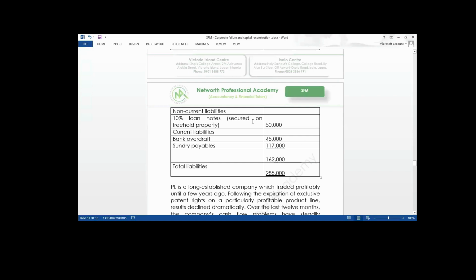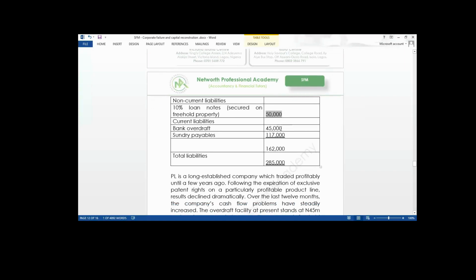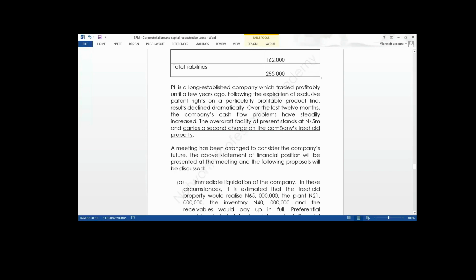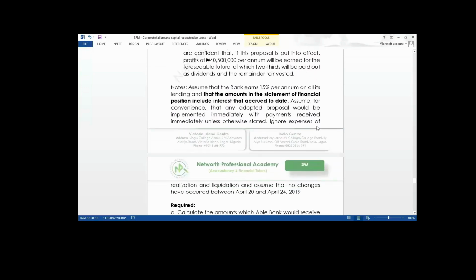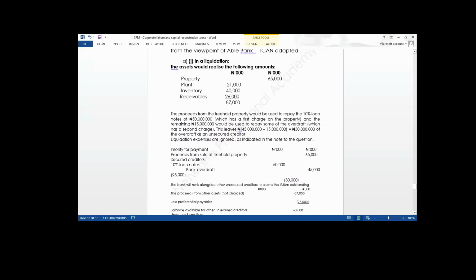10% loan note secured on freehold property. Settle the 50 million. Out of 65 million, we have settled 50 million. We now move to the second charge. Bank overdraft 45 million. Look at it.